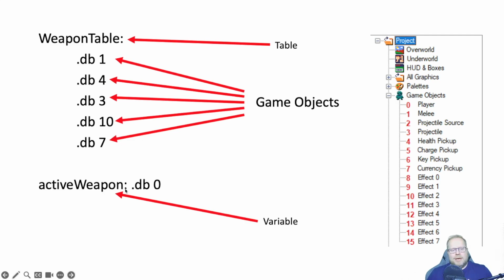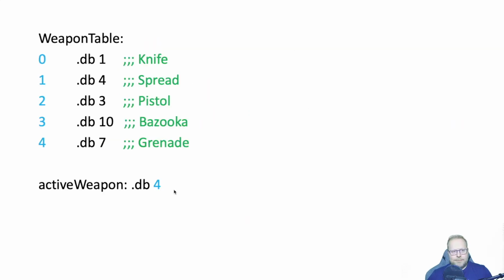Then I have a variable down here called active weapon. Right now it's set to 0. Now I'm going to use these two together to create some sort of system where I shoot different kinds of projectiles. So how am I going to do that? Well, let's look at this.